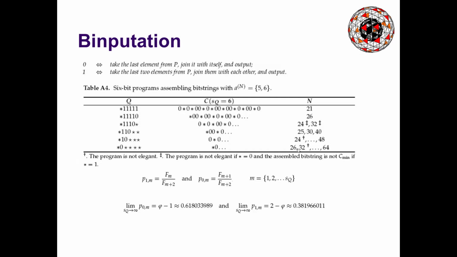However, there are some exceptions. For example, this is exception 32, because the assembly index of a string of length 32 is 5, not 6. And here we have a double exception, because if the star is 4, then we have a situation when we have assembled a string of length 32 in 6 steps, but we can assemble the string in 5 steps. So this program is not elegant.